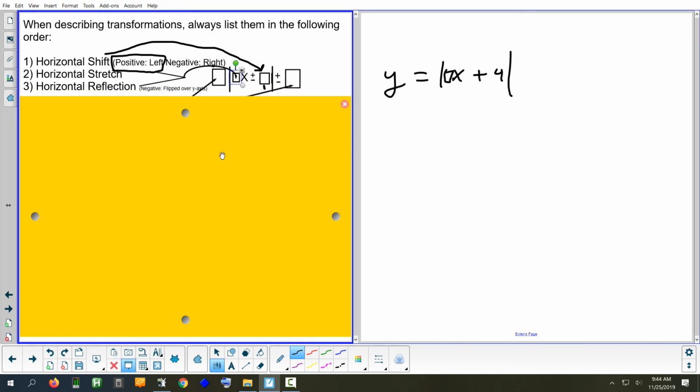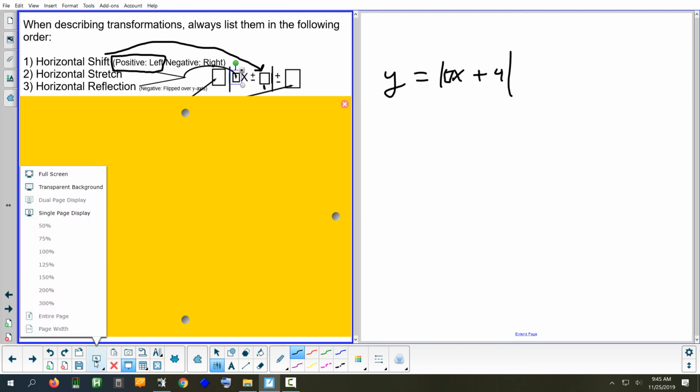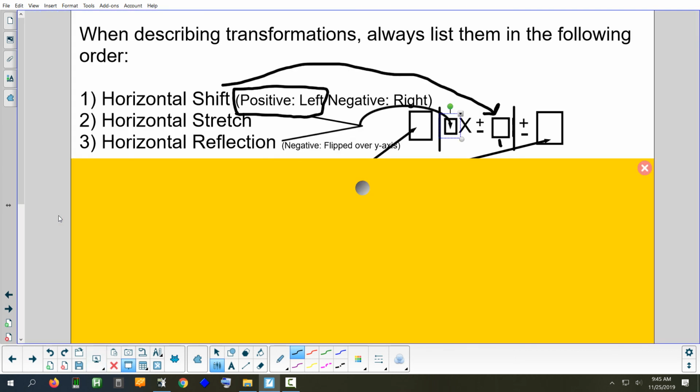All right. Third thing that can happen. Same box, but if that box has a negative number in it, what that causes is your graph to flip. So for line 3, I'll make it a little bigger. On line 3, you want to put horizontal reflection. You can also write horizontal flip. It means the same thing.